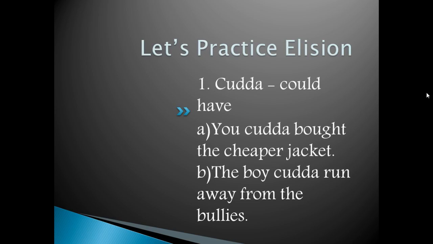Okay. Next, the boy could have run away from the bullies. But a native would say, the boy could have run away from the bullies. So coulda. You could have bought the cheaper jacket. You could have run away from the bullies. The boy, the boy, nahi, the boy.